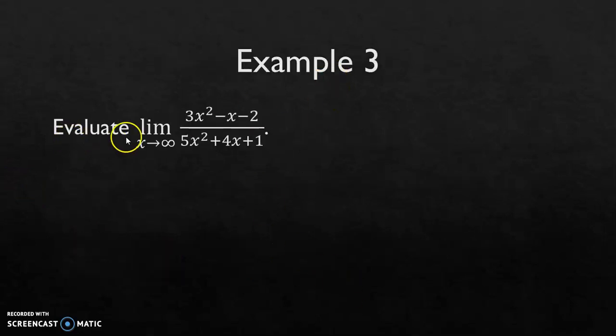In example 3, it wants us to evaluate the limit as x approaches infinity of this function. Now notice, we have equal exponents. That means that I just do 3 over 5, and that is my answer. So my limit is 3/5.